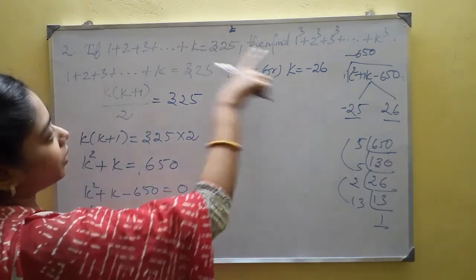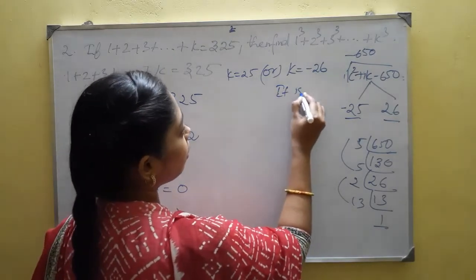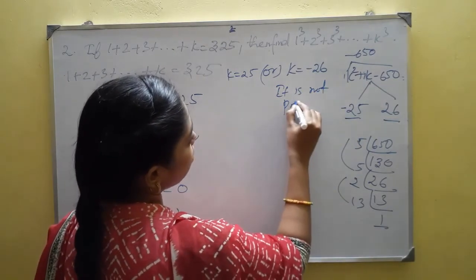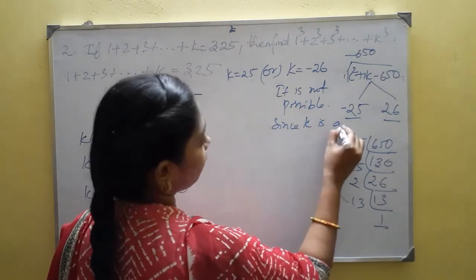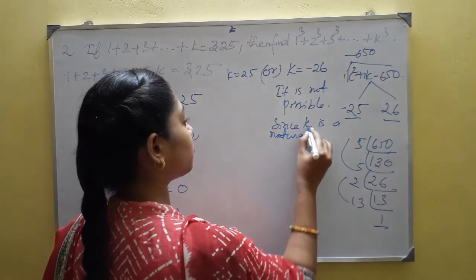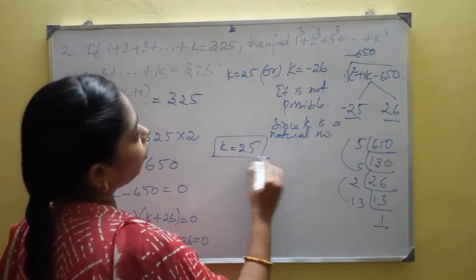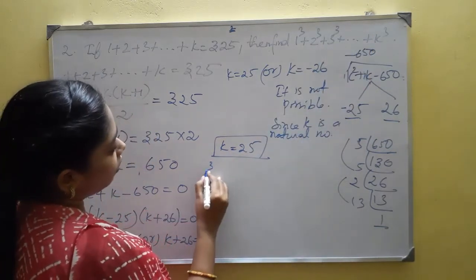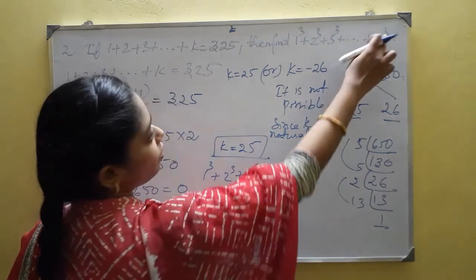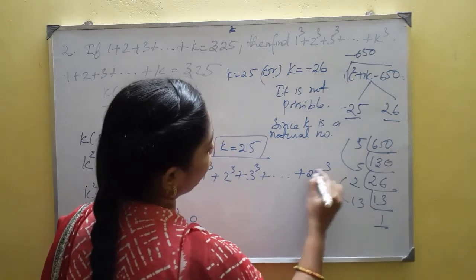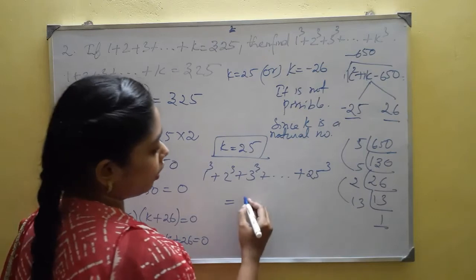Now k is equal to 25 or k is equal to minus 26. So this is a negative number, but from the given information k is a natural number, no? It is not possible, since k is a natural number. So your k value is 25. Now what is the value here? 1 cube plus 2 cube plus 3 cube goes on up to k cube. In the place of k you can substitute 25. Now the formula is n into n plus 1 divided by 2, the whole square, no?